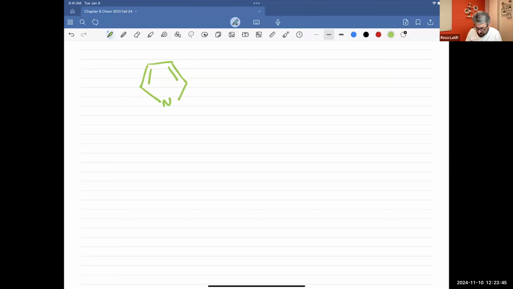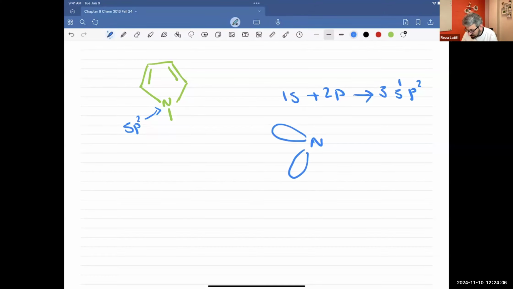So nitrogen is going to say, okay, let's adopt sp2 hybridization. Nitrogen will get sp2 hybridization, 1 from S, 2 from P. We get 3 orbitals of S1, P2. Okay, so we got 3 orbitals. Those are sp2, and in each one, we're going to put 1 electron.